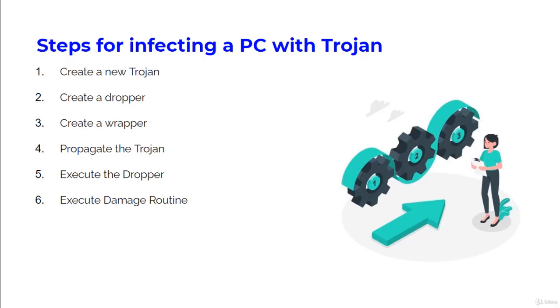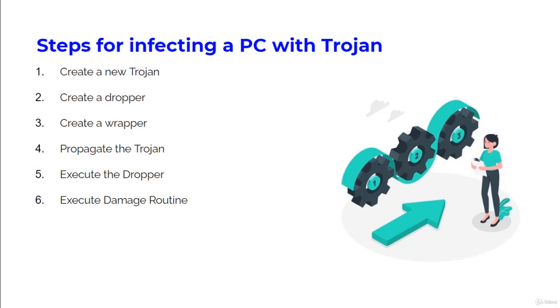Step 2, you have to create a dropper. Now, what is a dropper? A dropper is a part in the Trojanized packet that installs the malicious code on the target system. Basically, a dropper is a program that hides malicious code inside it. The next step is to create a wrapper using wrapper tools to install the Trojan on the victim's computer.